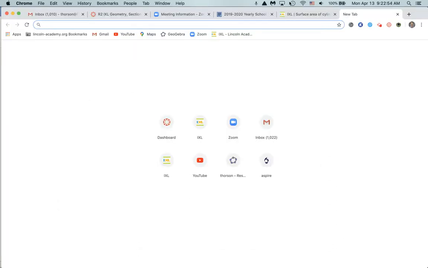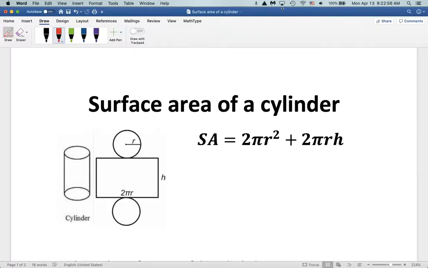Welcome. Today we're going to be talking about surface area of a cylinder. Last time we did the volume of a cylinder. Today we're going to do surface area.